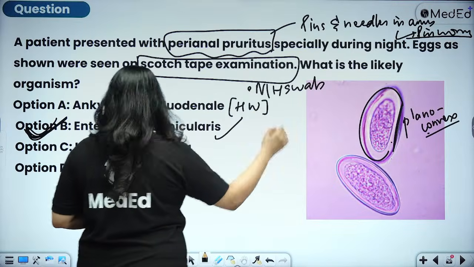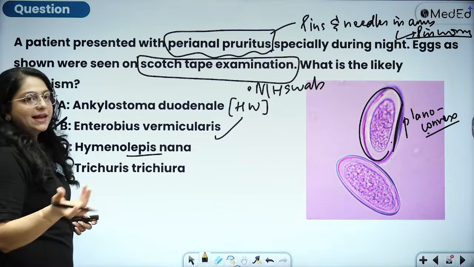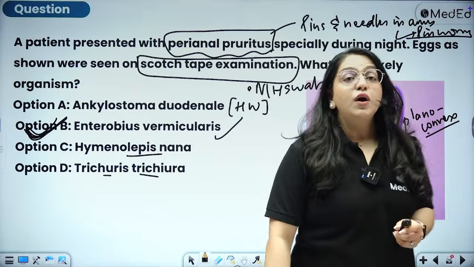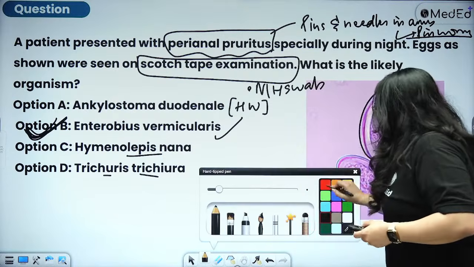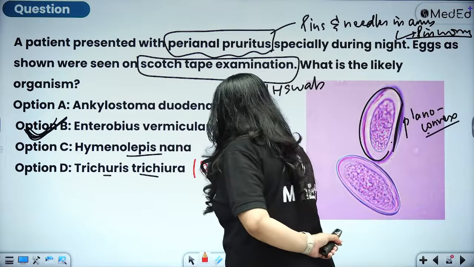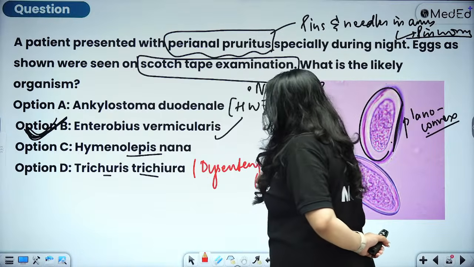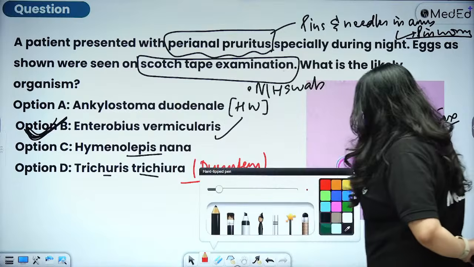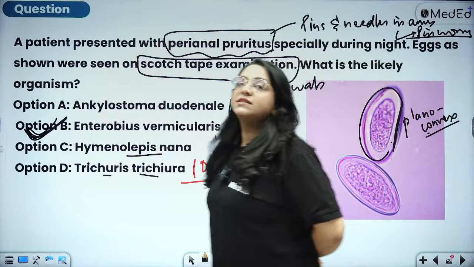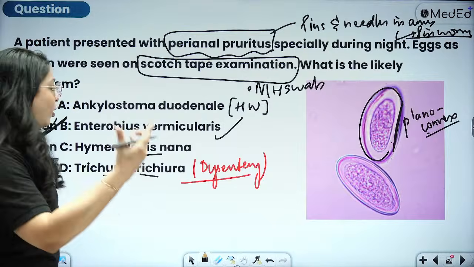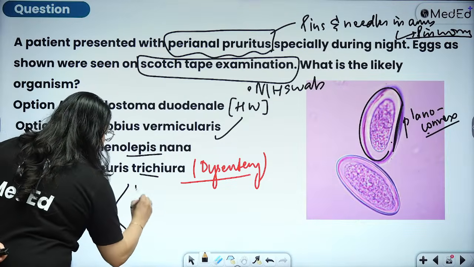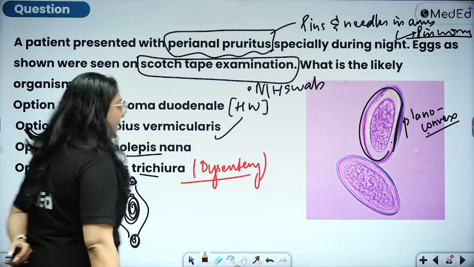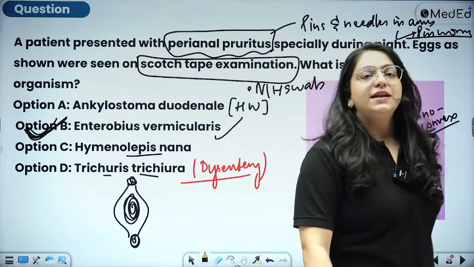What is Ancylostoma duodenale? Hookworm. What is H. nana? H. nana is H. nana only. What is Trichuris trichiura? What does Trichuris trichiura cause? It causes dysentery. Important cause of dysentery. Now, eggs of all of these we are going to discuss in a little bit. So, let's just discuss the egg of Trichuris. We all know it is the barrel shaped or bomb shaped. So, it is like this barrel with the embryo inside and then two mucus plugs on the two ends. That is the egg of Trichuris, and it causes dysentery.